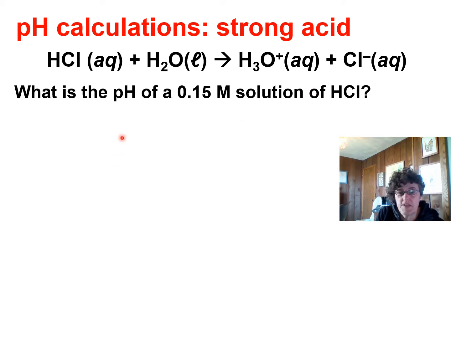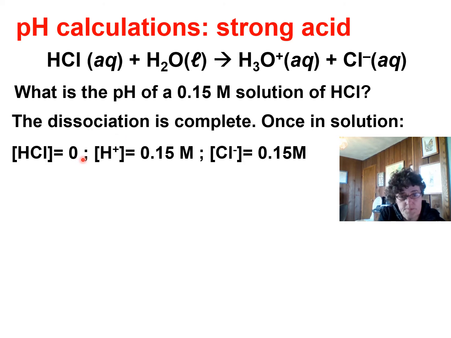Calculating the pH of a strong acid is the easiest of the scenarios because it's completely dissociated. Therefore, once I put it in solution, there is no HCl residual. It's reacting in a 1-to-1 ratio. So for each mole of HCl, I make 1 mole of H3O plus and 1 mole of Cl minus. I want to know the pH, so this is the part of the reaction I'm interested in. So it's a 1-to-1 ratio between these two. If I am dissolving 0.15 moles in 1 liter of water, I would end up with 0 moles of HCl because it's all dissociated, 0.15 moles of H plus and 0.15 moles of Cl minus.